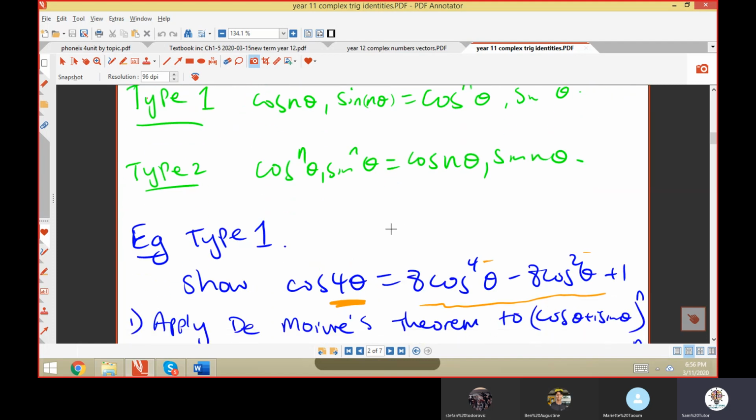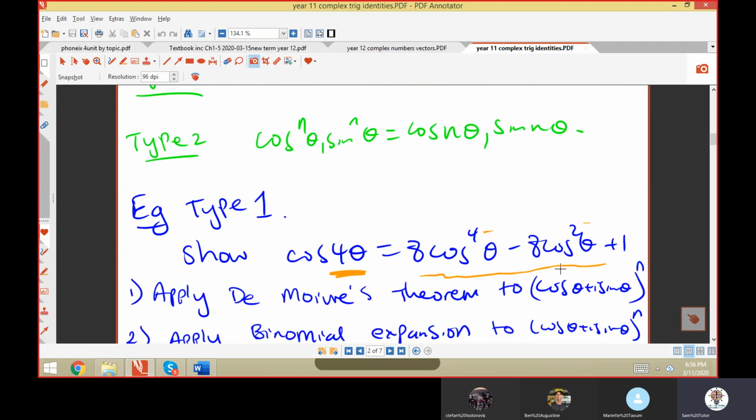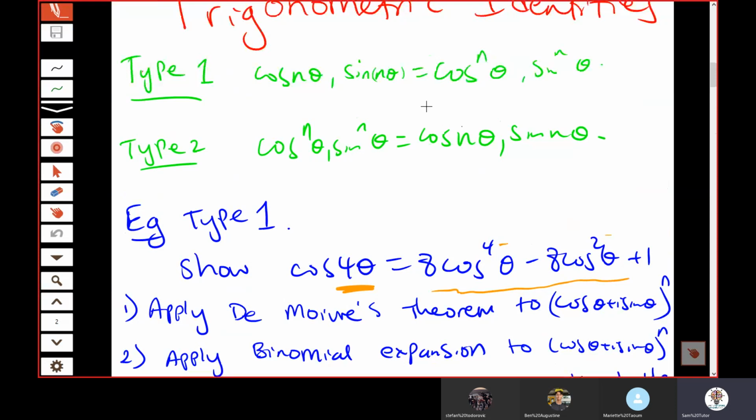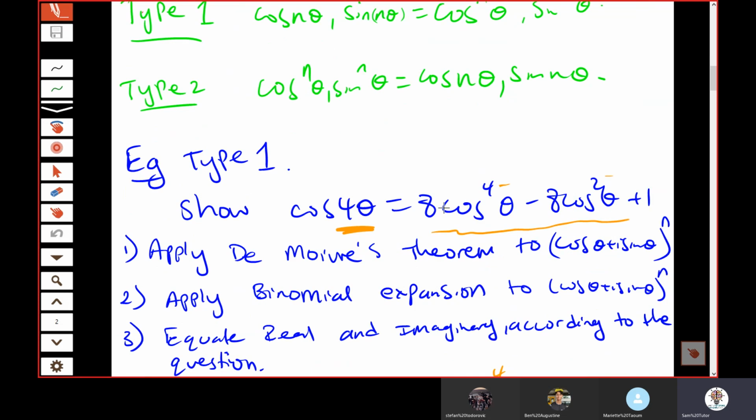Type 1, show cos 4 theta equals this. I've just written a whole bunch of crap. What I'm just trying to show is these are multiples in terms of powers. These are powers in terms of multiples. But it will never be like this. It will obviously be more like this. It'll say type 1. I'll send this document. Show cos 4 theta equals 8 cos to the power of 4 minus 8 cos squared plus 1. Can you see how that's multiples in terms of powers?